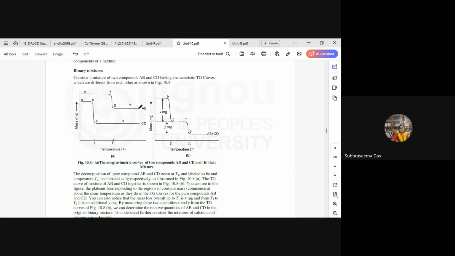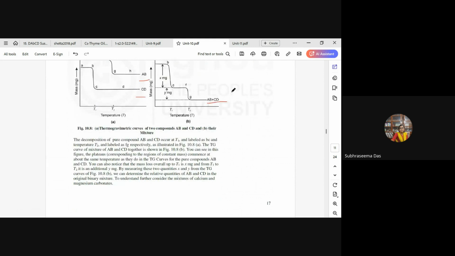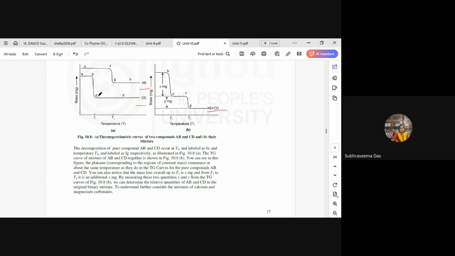Here one is AB, this is CD, and this is AB plus CD. The two compounds AB and CD and their mixture, AB plus CD, have their TG curves shown in figure 10.8A and 10.8B. We will look into figure 10.8a. The decomposition of the pure compound AB occurs at temperature T1, and for CD it occurs at T2. In the TG curve of the mixture of AB and CD, we can see the decomposition here.